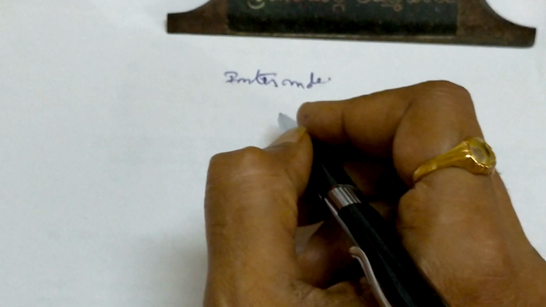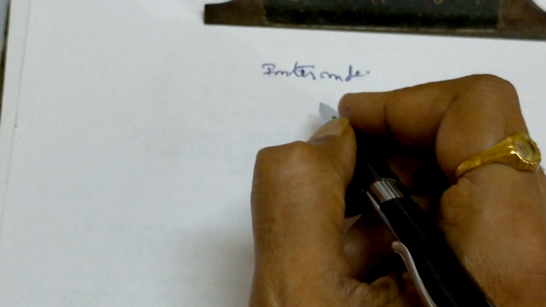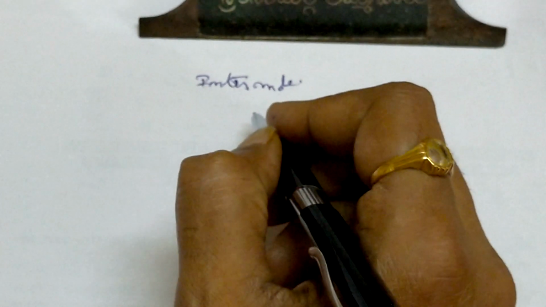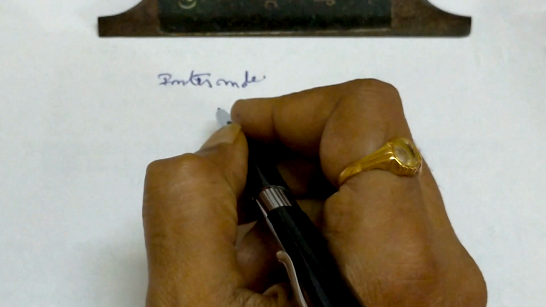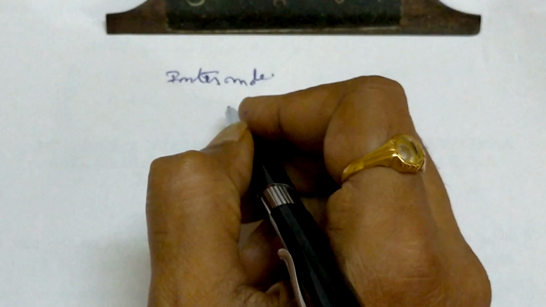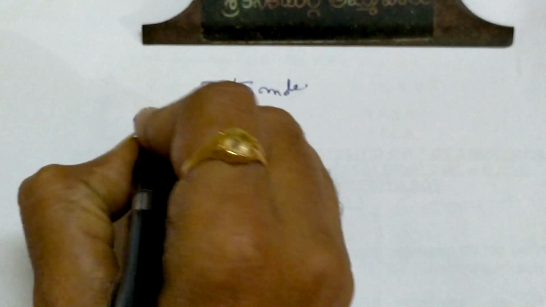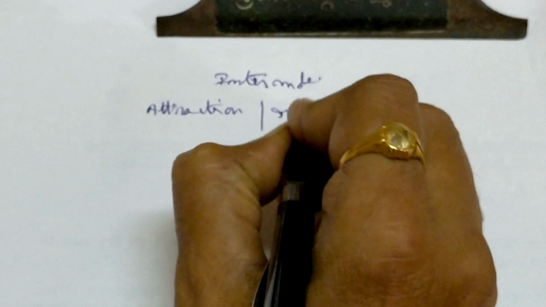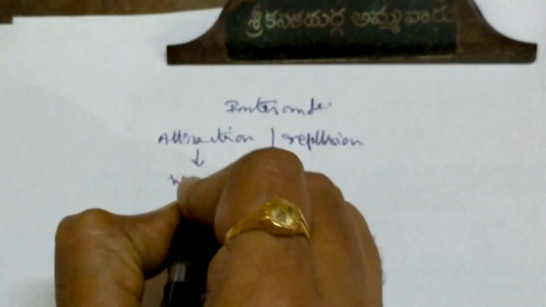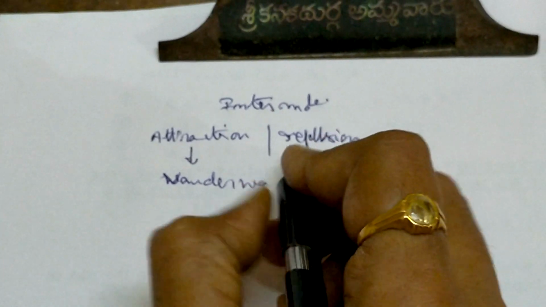Actually, the forces acting on one another, because of that reason only we have all the three states: liquid, gases, and solids. So in these there are two kinds. One is attraction, another is repulsion. In the attraction, main is the van der Waals forces. Very, very small forces.